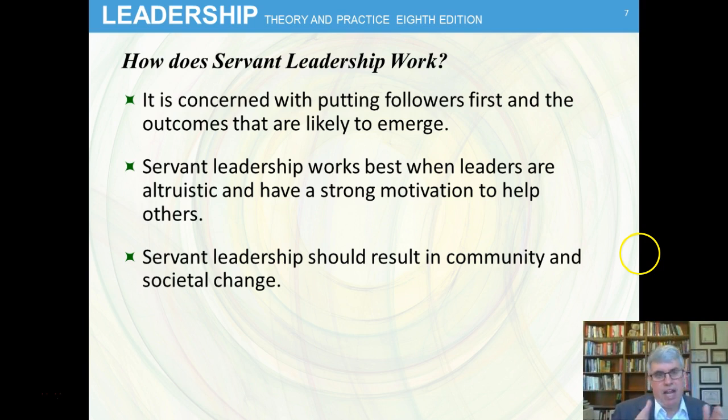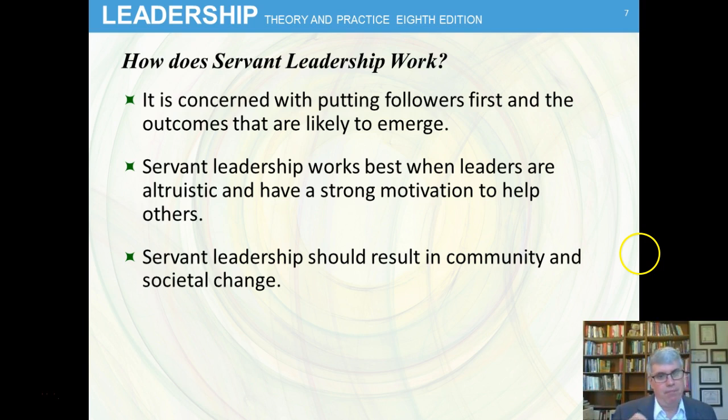So, summarizing, how does servant leadership work? Well, first of all, it's concerned with putting followers first and the outcomes that are likely to emerge. So it's like, okay, if I care about my people and I serve them, our organization will do well.